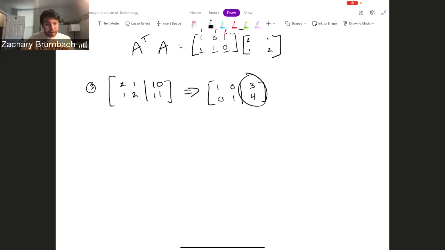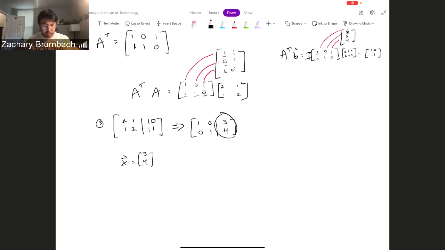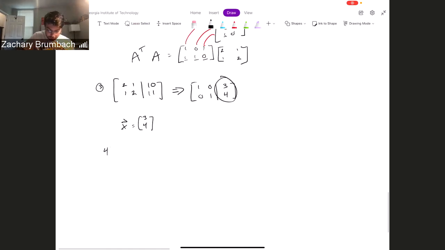So we take this vector here, and this is x. This is our new x vector equals (3, 4). This is the solution for the line that's closest to whatever our given points were. So we're not done, because we're looking for a projection. So we have to go one step further.